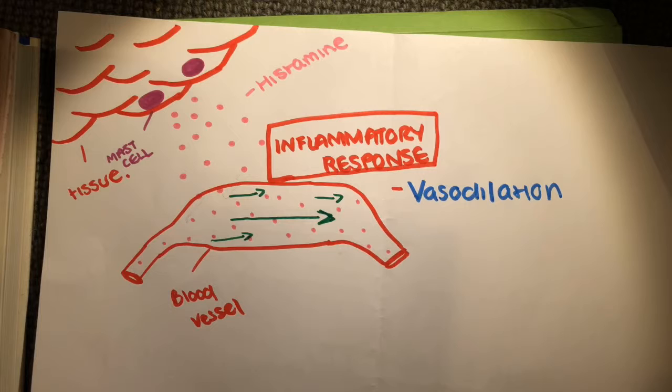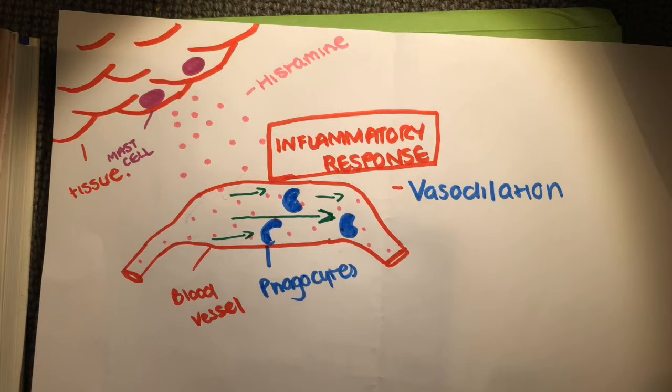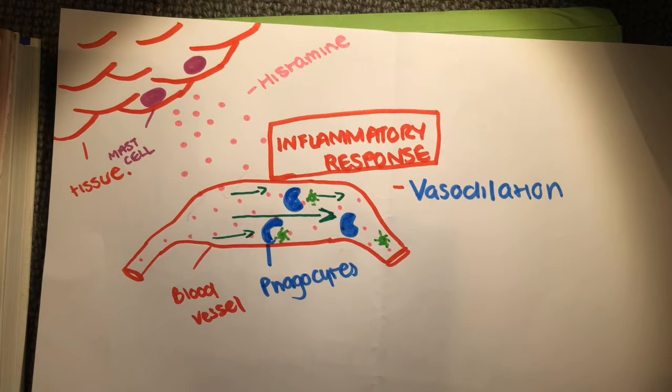The inflammatory response helps contain pathogens by releasing histamine, which promotes vasodilation. This increases blood flow and capillary permeability, which increases the influx of phagocytic cells that move throughout the bloodstream. This inflammation attracts phagocytes and lymphocytes to the site of infection.